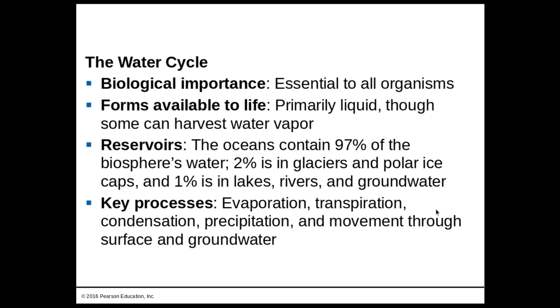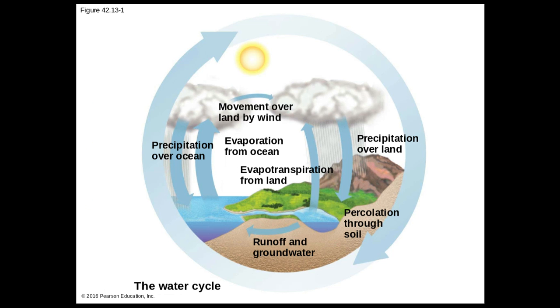And then we also talked about how plants can take up water from the surface of the earth, and it leaves through the leaves, and that process is called transpiration. So those are pretty much all of the main processes of the water cycle, but they're all pretty useful. And here you can see a photo of it happening.